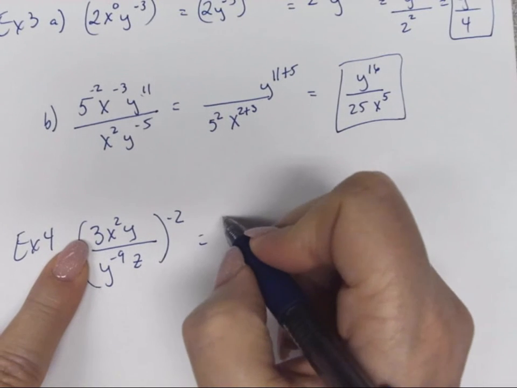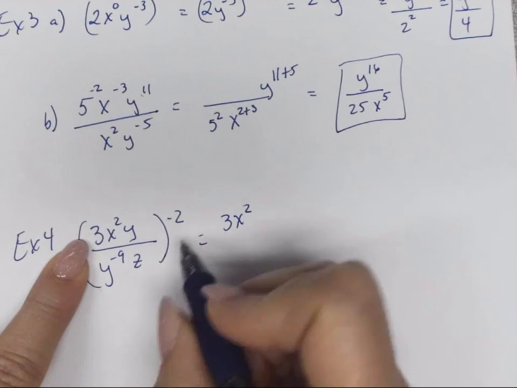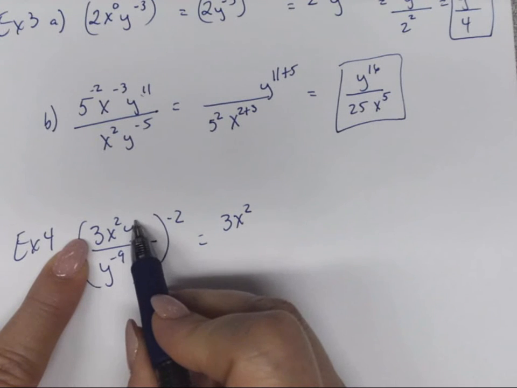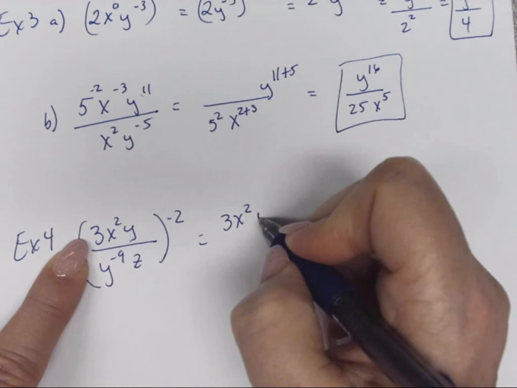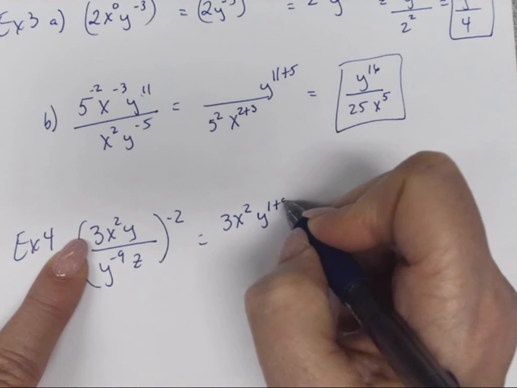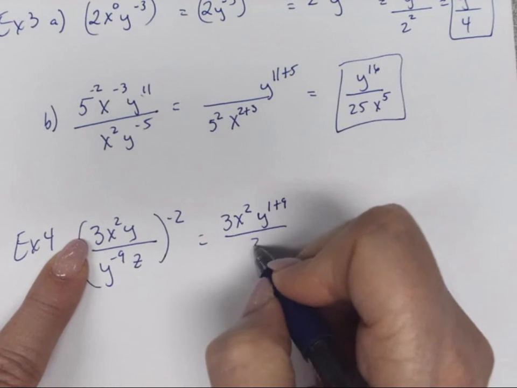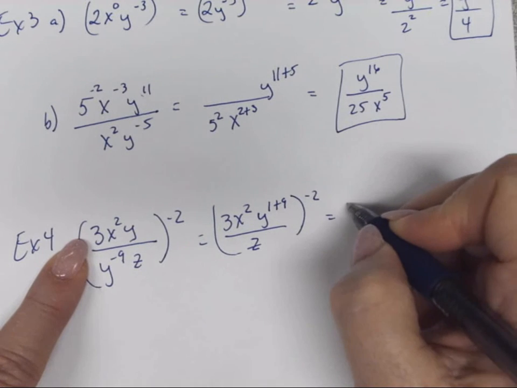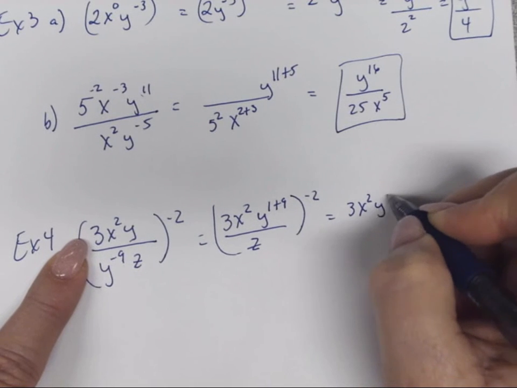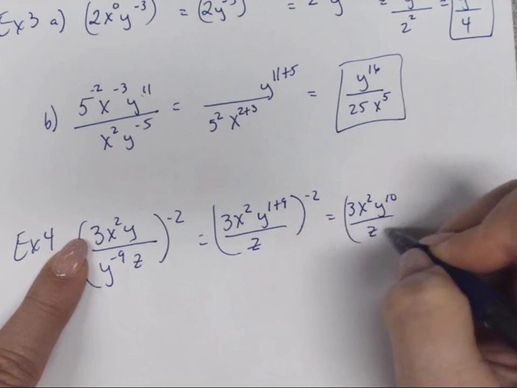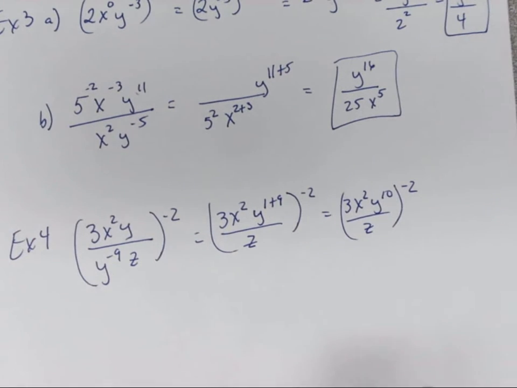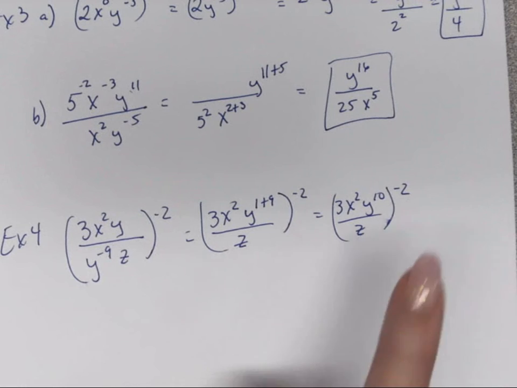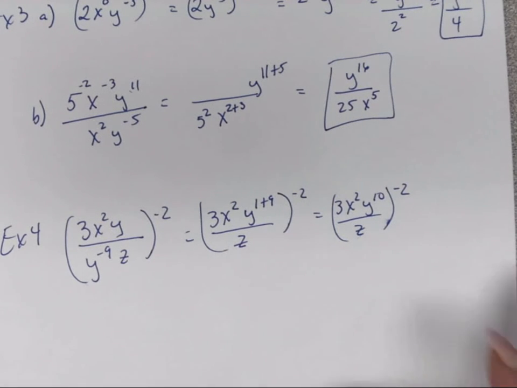So I'm going to have 3x squared. My 9, I have negative 9y down here and 1 up there. So I will have y to the 1 plus 9 as I move it up, all over z raised to the negative 2. So this will be 3x squared y to the 10 over z to the negative 2. Now that I have it all in one term, it'll be easier when I apply the negative 2 exponent.